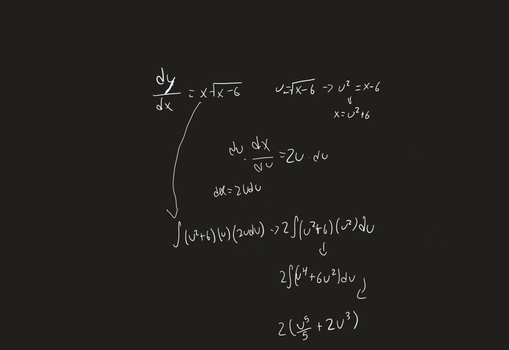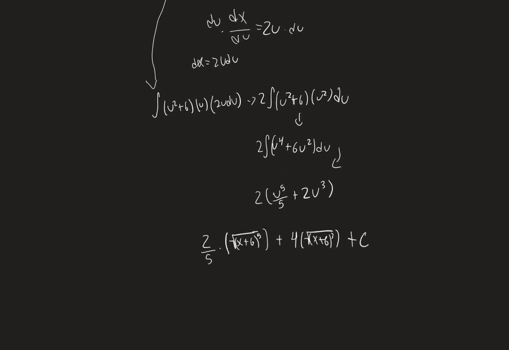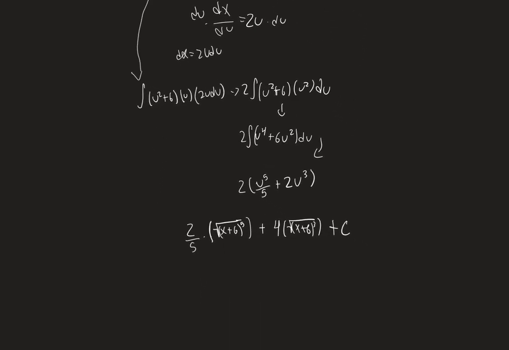And you can move the 2 over because it's a constant, and then you just distribute the u squared to the u squared and the 6 to the u squared. You should get this. You use n plus 1 over n plus 1 to get the derivative. And then you just replace u with the original square root of x minus 6. Here's to the power 5, here's to the power 3, and then plus c.